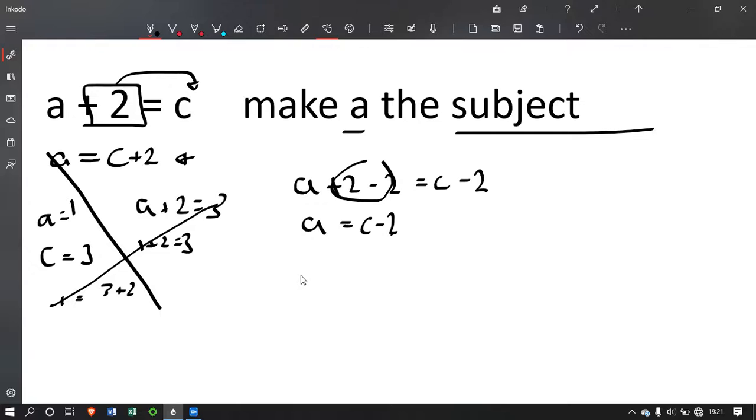Yeah, and we can test that now. Let's say that A is equal to 1, and C is equal to 3. So if we do 1 is equal to 3 minus 2, and that is true. So that's how you rearrange a simple equation.